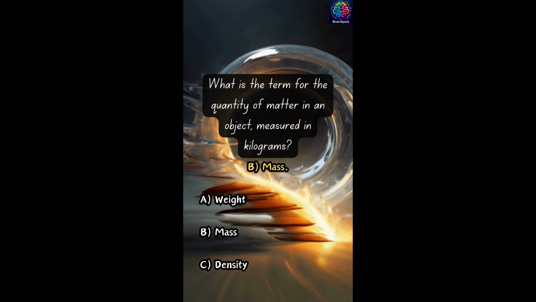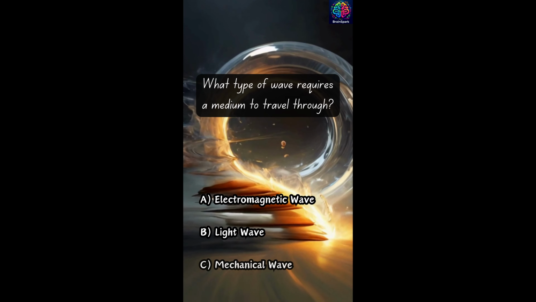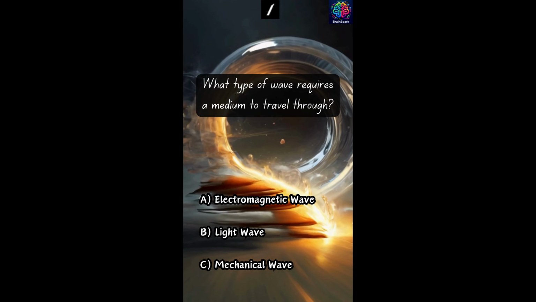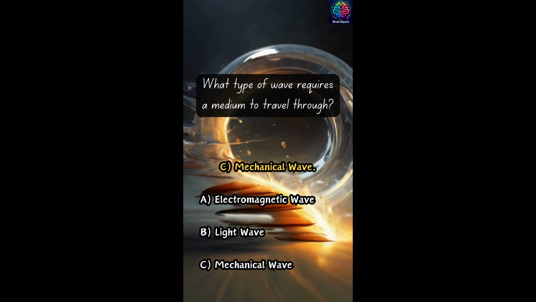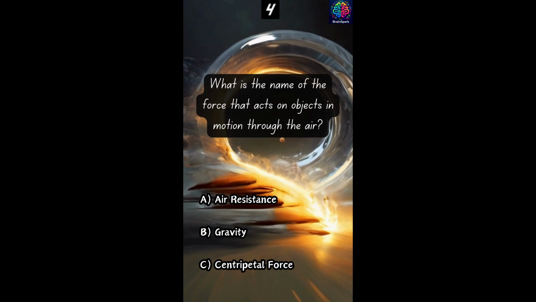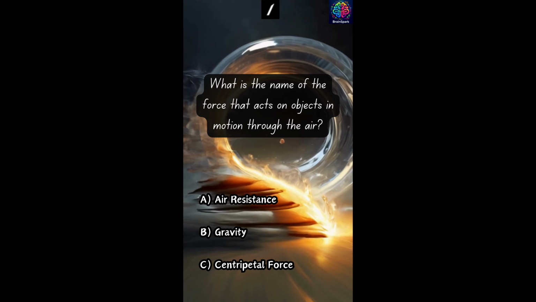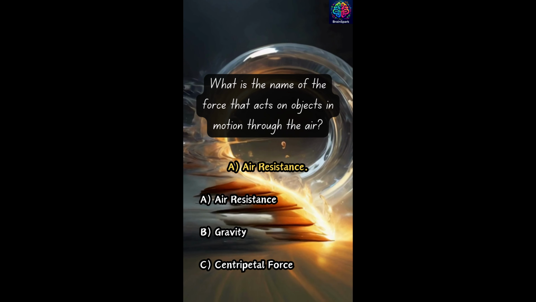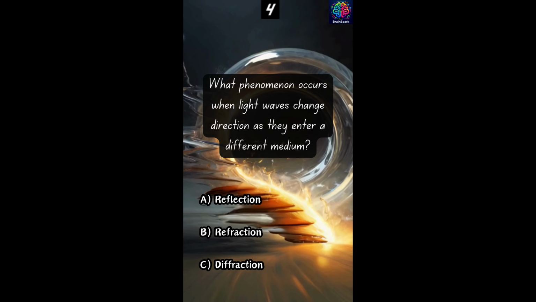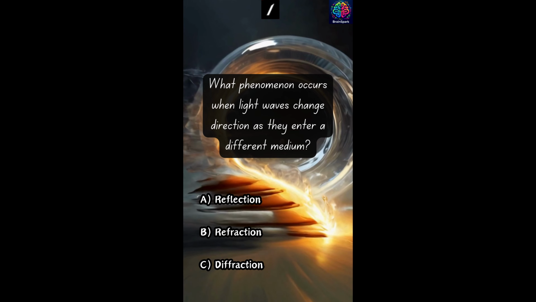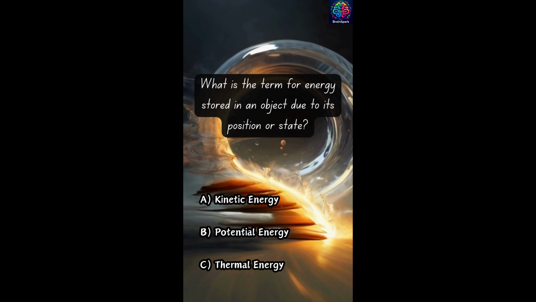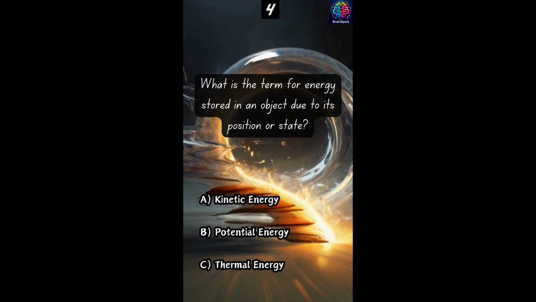B. Mass. What type of wave requires a medium to travel through? C. Mechanical wave. What is the name of the force that acts on objects in motion through the air? A. Air resistance. What phenomenon occurs when light waves change direction as they enter a different medium? B. Refraction. What is the term for energy stored in an object due to its position or state?